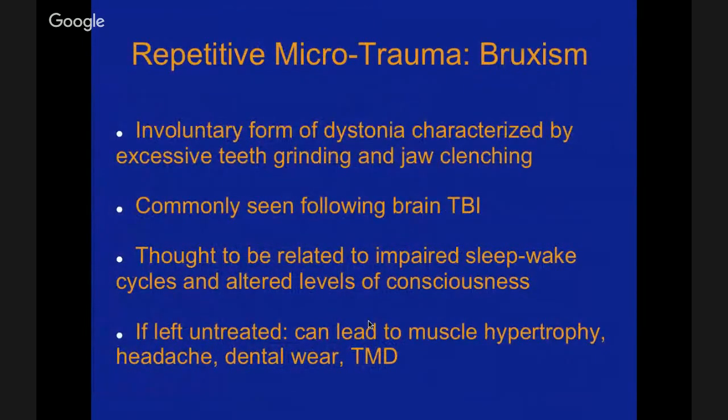So repetitive microtrauma, I'll talk about two examples, specifically relating to traumatic brain injury individuals. Bruxism is an involuntary form of dystonia characterized by excessive teeth grinding and jaw clenching. It's commonly seen following traumatic brain injury, and it's thought to be related to an impaired sleep-wake cycle and altered levels of consciousness. As levels of consciousness improve, bruxism tends to improve. But if left untreated, bruxism can lead to muscle hypertrophy, headache, dental wear, and TMD.